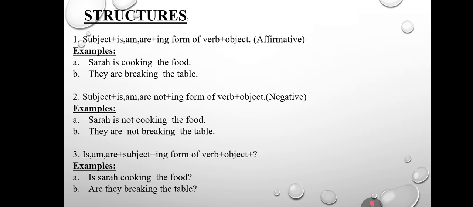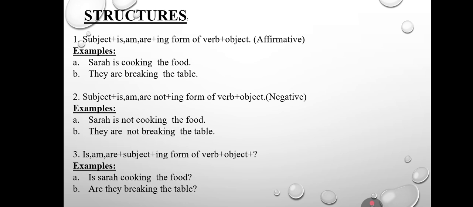First of all, we need to have a subject, then the helping verbs, which are is, am, are, then the ing form of the verb, which is actually the present participle form of the verb, and in the last, the object. Examples: A. Sarah is cooking the food. B. They are breaking the table. In the first example, Sarah is the subject, is is the helping verb, cooking is the main verb, the food is the object. In the second example, they is the subject, are is the helping verb, breaking is the main verb, the table is the object.